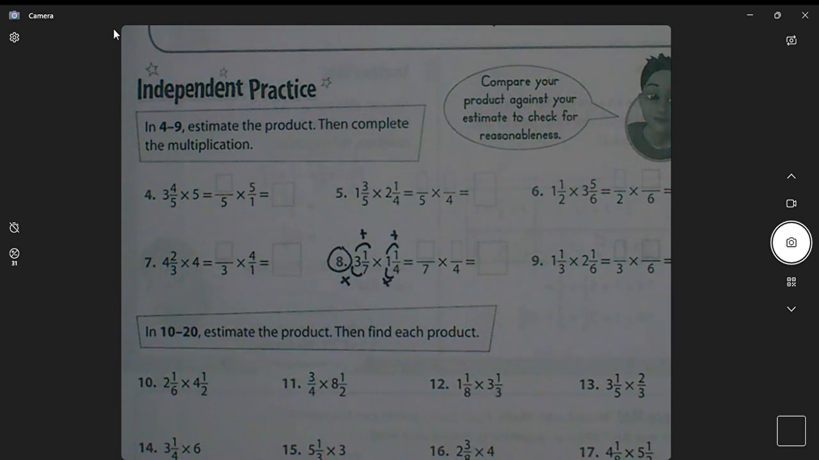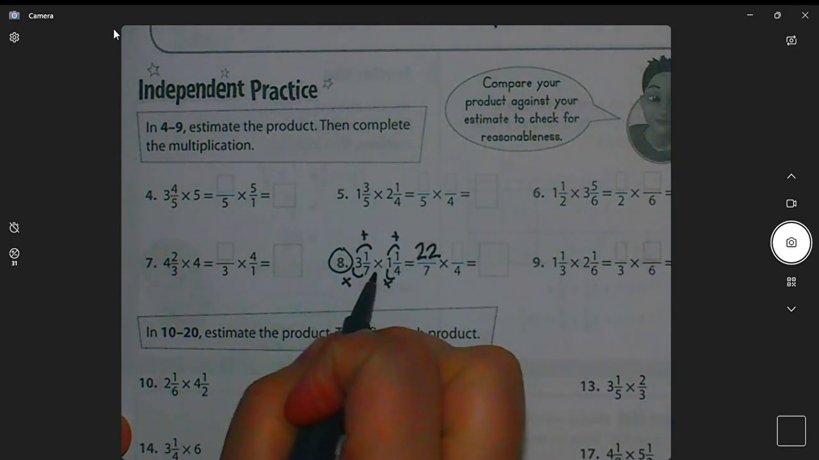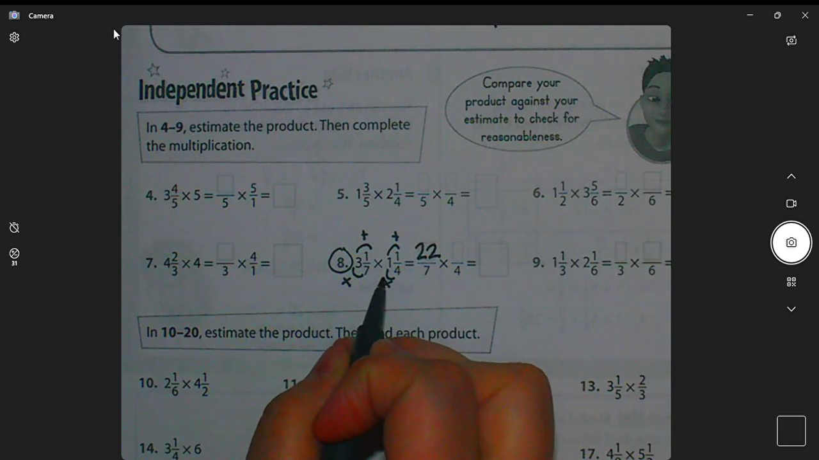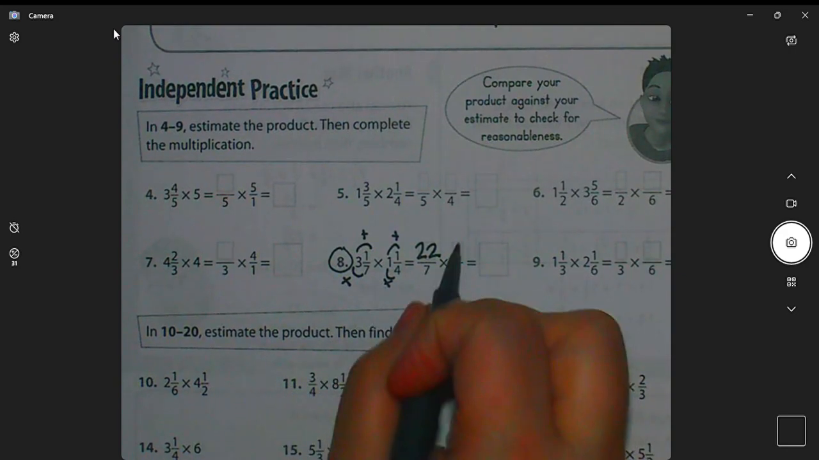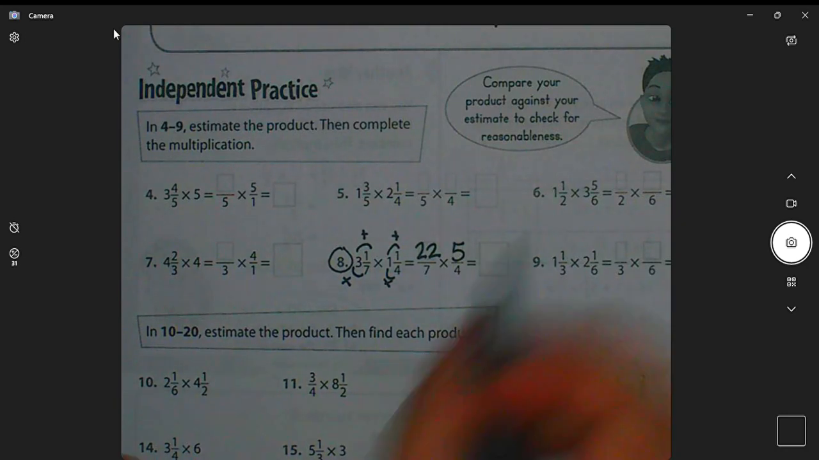3 times 7 is what? Yeah, it's 21. 21 plus 1. Yeah, it's 22. You're getting the hang of this. 4 times 1 is? Plus 1. Right, it's 5. Now, 22 times 5 is a big number, so I'm going to use my calculator to help my brain work a little bit faster. 22 times 5 is 110.